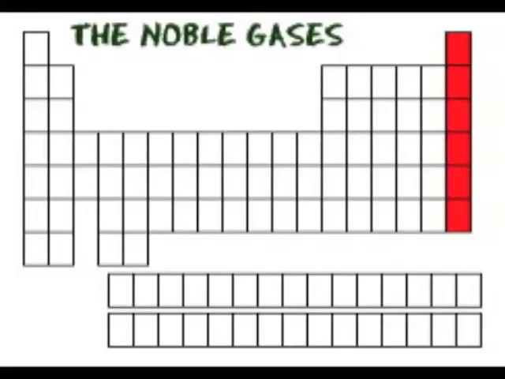Noble gases are located in the far right column of the periodic table. This group is also called Group 18 or Group O. Some well-known elements of this group are neon, argon, and krypton.